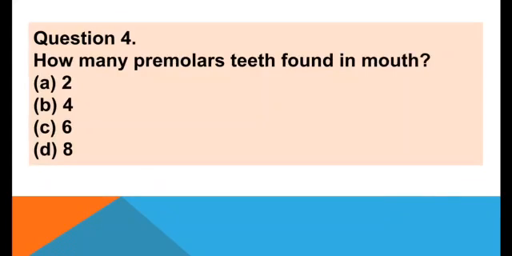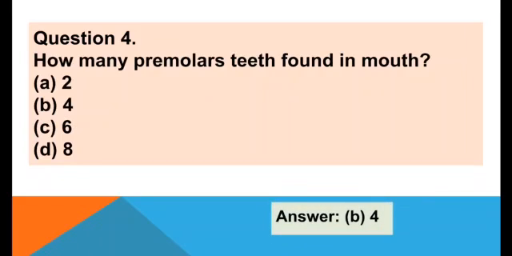Now we have question number 4. How many premolar teeth are found in the mouth? Your options are option A 2, option B 4, option C 6, and option D 8. I have given you an activity to count your teeth. We have 4 types of teeth: incisors, canines, premolars, and molars. Here you have to tell me the number of premolar teeth, and we have 4. So option B will be the correct answer.